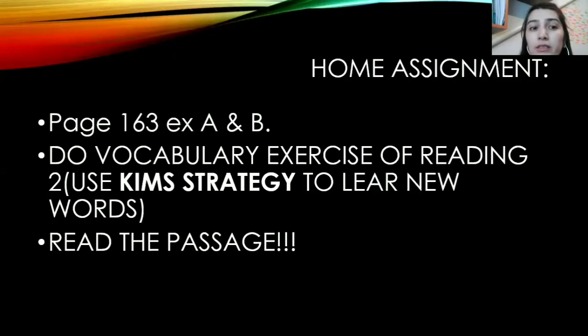Okay, in order to understand in more detail and better, I recommend you do a home assignment on page 163, exercises A and B. I'm sure after doing these exercises, you will understand more about making inferences or drawing conclusions. And please do the vocabulary exercise of reading 2. While learning new vocabulary, I recommend you use the KIMS strategy, which we learned in the previous lesson: keyword, information, memory cue, and synonym strategy, to understand the new words well. And please make sure that you read the reading passage too. In that way, you will use your vocabulary knowledge also.